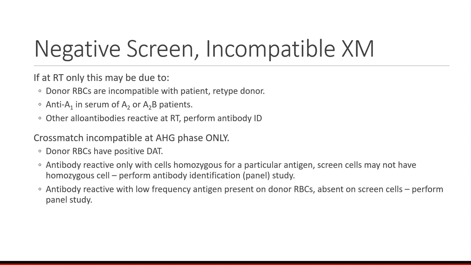If the cross-match is incompatible at the Coombs phase only, the donor RBCs may have a positive DAT. We talked about that. The antibodies reactive only with cells homozygous for a particular antigen, and maybe the screen cells don't have a homozygous cell. So in that scenario, you would perform an antibody identification. Or we talked about this already, the antibodies reactive with a low frequency antigen that's present on the donor cells, but is not present on the screen cells. So again, perform a panel study.